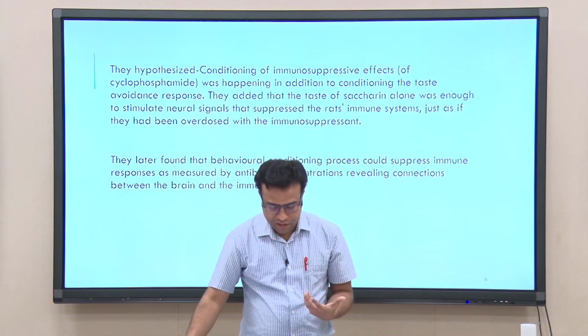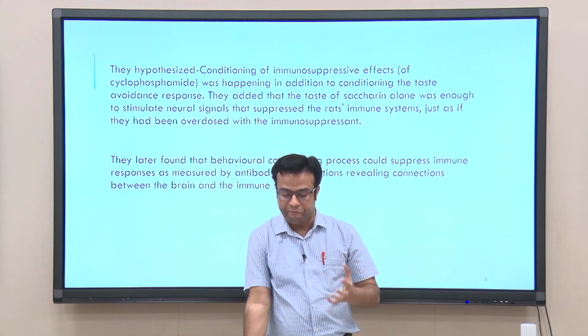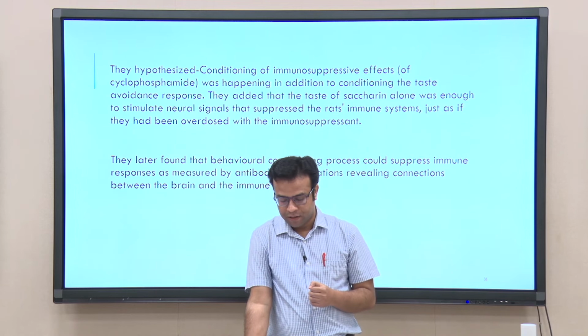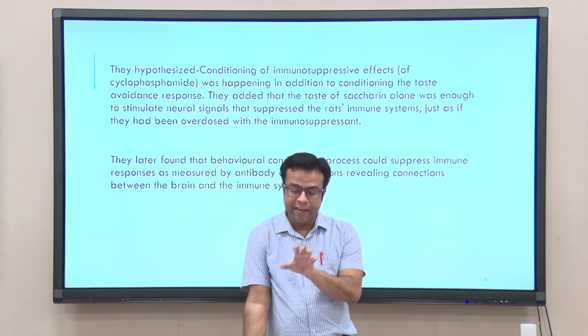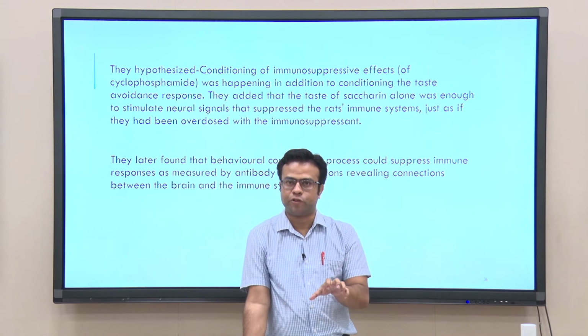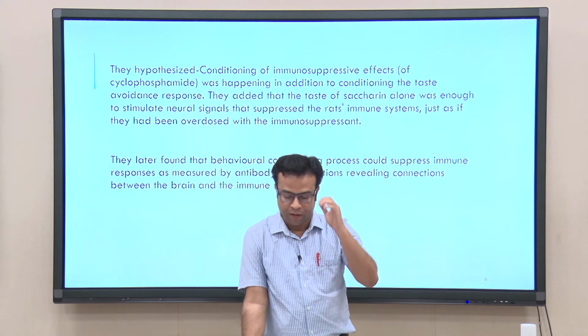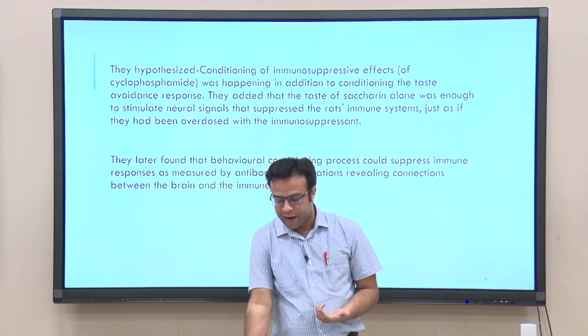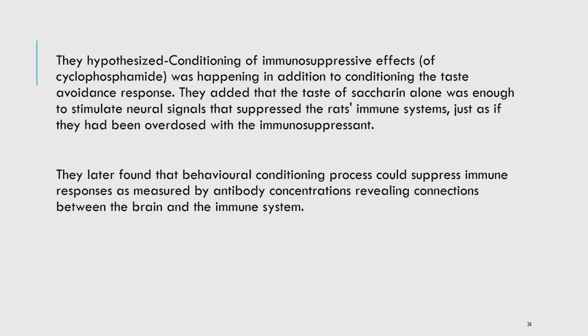So, they hypothesized that conditioning of an immunosuppressive effect was happening in addition to the conditioning of the taste avoidance response. So, a kind of double conditioning happened. They added that the taste of saccharin alone was enough to stimulate neural signals that suppress the rat's immune system, just as if they had been overdosed with the immunosuppressant. So, it was as if saccharin was acting like a high dose of immune suppressive drugs.